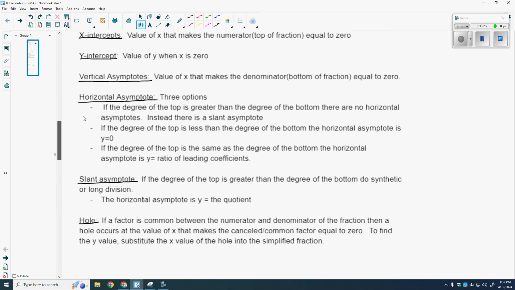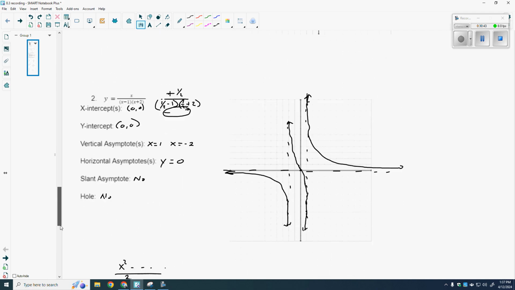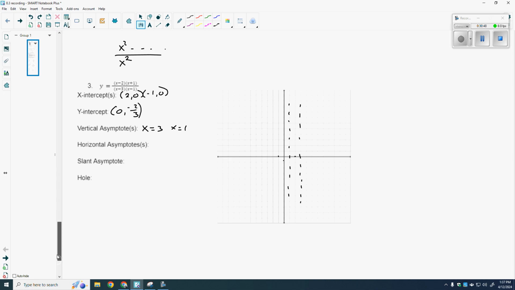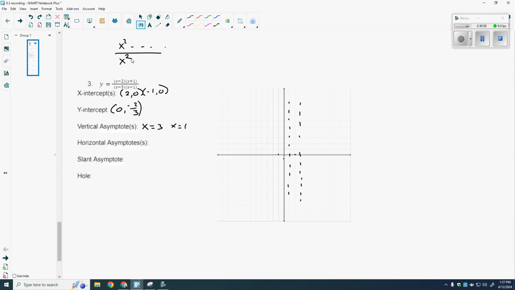Cruise back up to our notes. If the degree of the top is greater, not. If the degree of the top is less, it's not. If the degree of the top is the same, there we go, then it's the ratio of the leading coefficients. If the degree of the top and bottom are the same, my horizontal asymptote is y equals the ratio of the leading coefficients. Well, if my x squared terms are the leading terms, my ratio is 1 to 1. So my horizontal asymptote is y equals 1 divided by 1, which is 1.